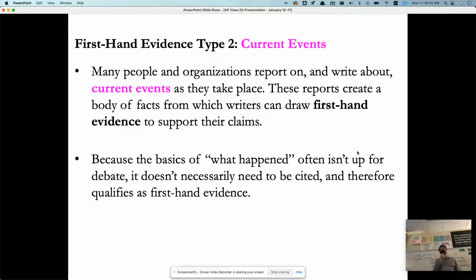it's just cited from the original news source where it came from, and it qualifies as firsthand evidence. If you cite the Washington Post that's reporting on something that happened in DC recently, you don't need to cite any further than that, because the Washington Post is enough. It's a reputable news source. And that would be considered firsthand evidence because that reporter probably was there, physically or virtually.